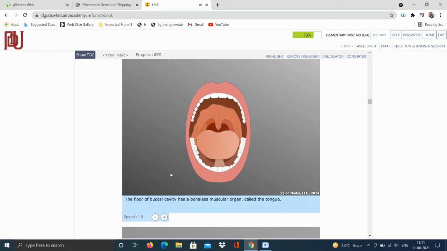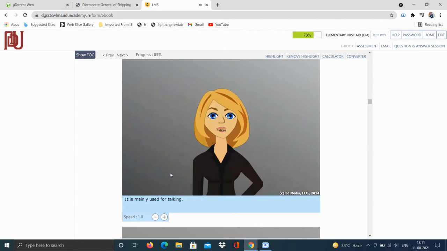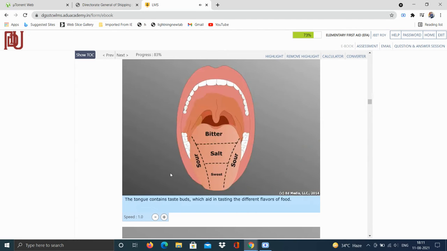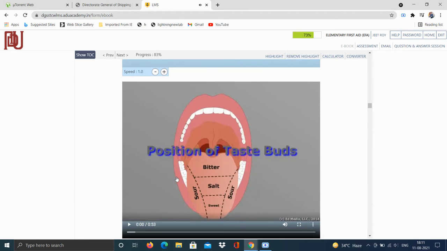The floor of the buccal cavity has a boneless, muscular organ called the tongue. It performs many functions. It is mainly used for talking. It helps in mixing of food and saliva. The tongue contains taste buds, which aid in tasting the different flavors of food. Thus, you have seen an activity on functions of saliva.